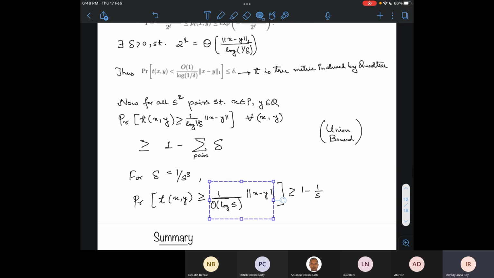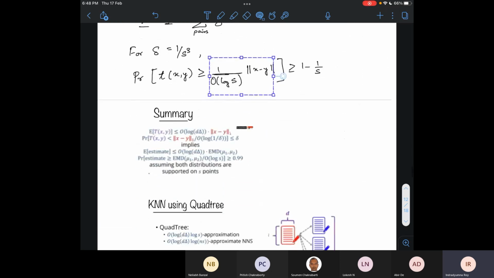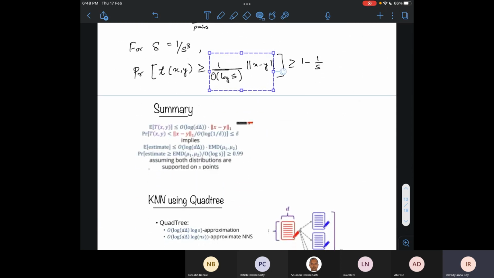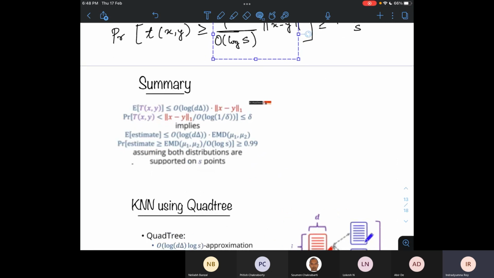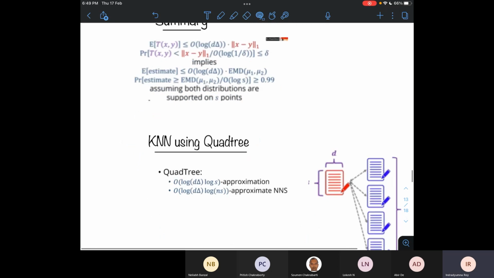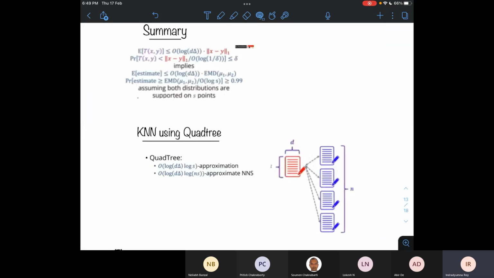So yeah, this is their analysis for the finite support. I have printed out the summary from their slides. This was the original insight by the 2008 paper, which translates to the quadtree analysis, which tells us that instead of the d log d delta, we have log s times log d delta bounds on the EMD, as long as we have finite support.